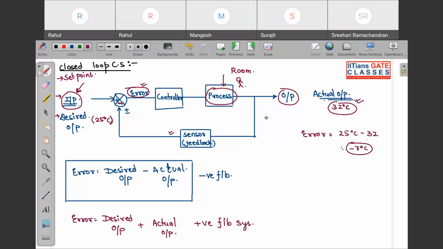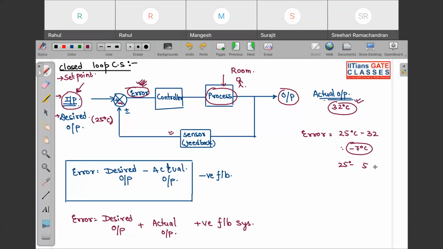That means this AC is constantly getting a negative error signal. So it will consume energy and it will start to cool your room. Now 25 degree is fixed, and the temperature will keep on coming down. At one point this will be 25.01, or this much preciseness will not be there.